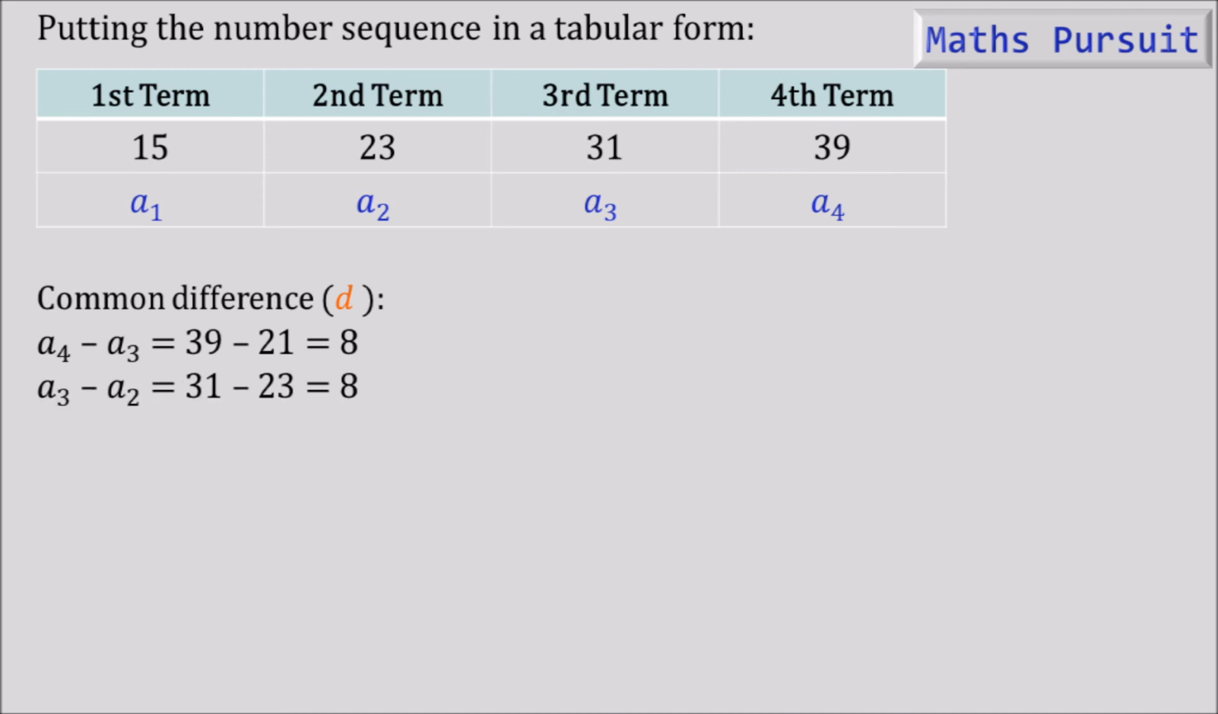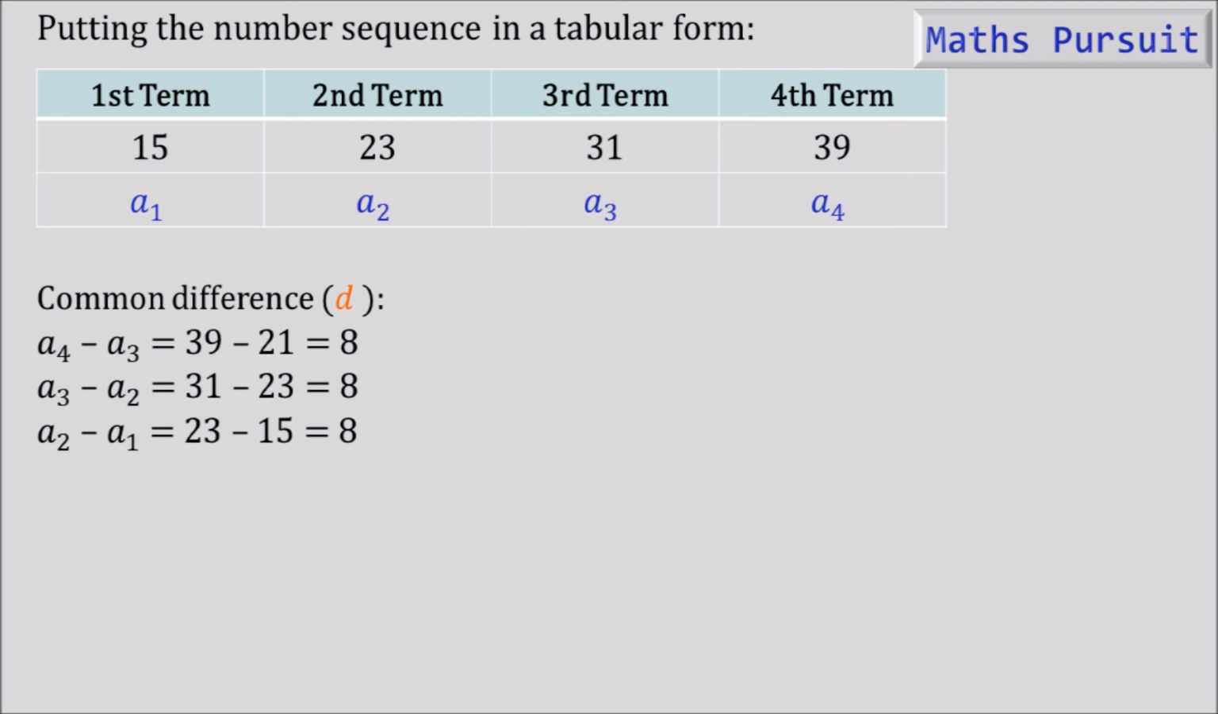Taking the difference of A3 minus A2, that means third term minus second term, that is 31 minus 23, that is equal to 8. Then A2 minus A1, which is nothing but second term minus first term, that is equal to 23 minus 15, that is equal to 8. So guys, we could see that there is a common difference of 8 among these consecutive terms.